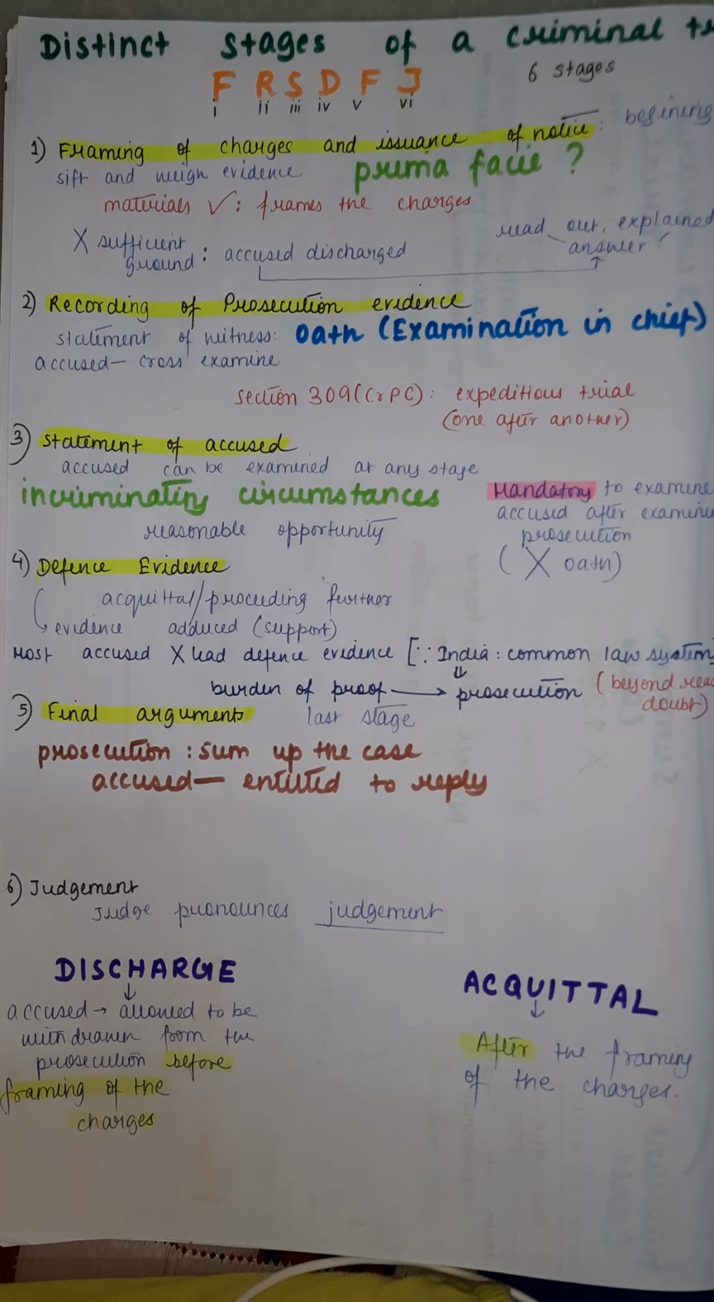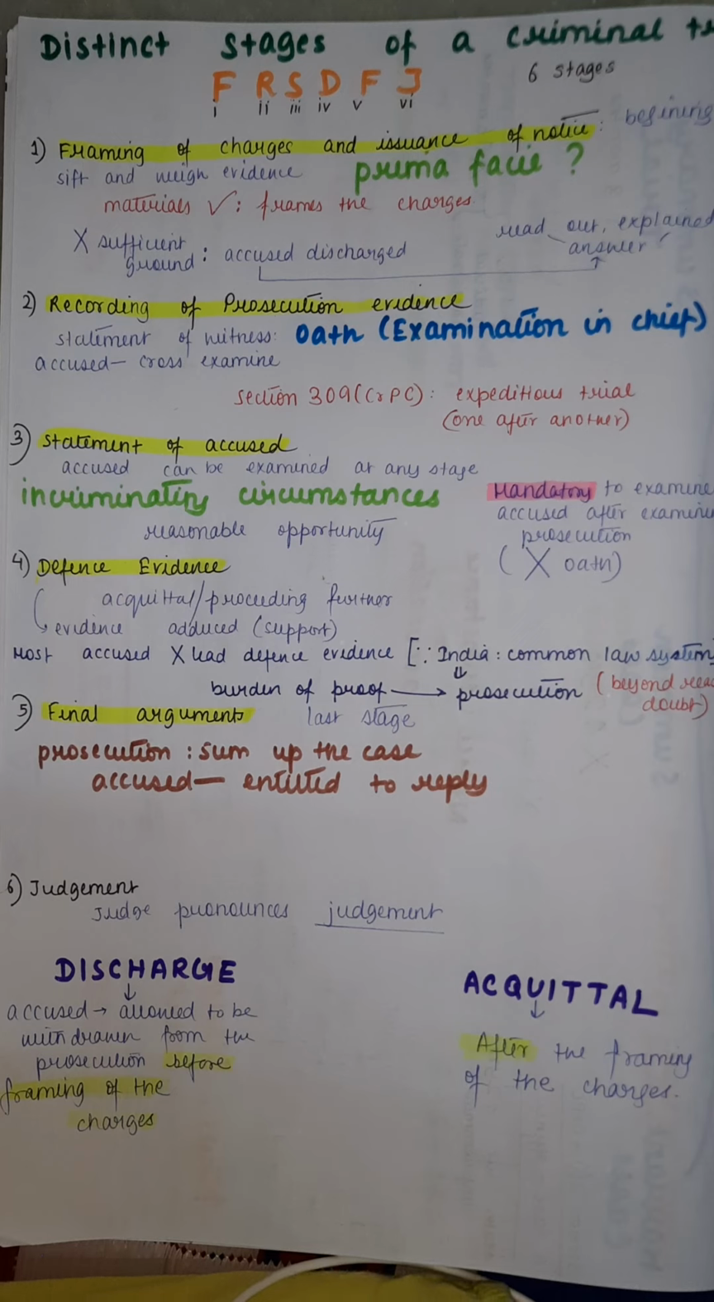And then the last stage of the trial is the final argument. What happens here? The prosecution sums up the case, all the details are explained, and the accused is entitled to reply. The accused will say either he or she has done it, he or she will accept it, or will say, no, I have not done. And the last stage, which you have to mention in your answers, but which is not really treated as a stage of a criminal trial, is a judgment.